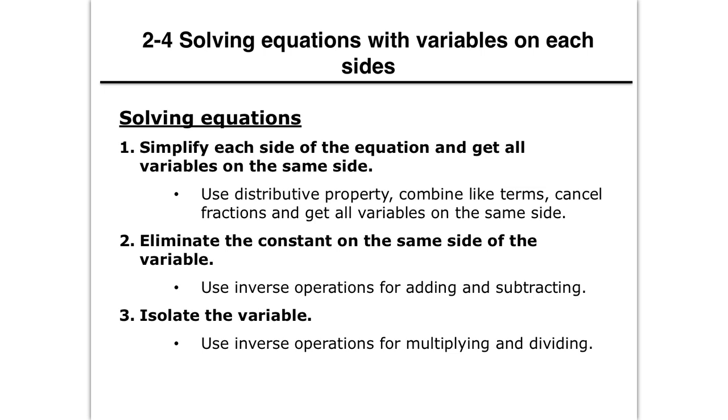So step number two, you want to eliminate the constant on the same side of the variable. So we are going to use the inverse operations for adding and subtracting. And step number three, you must isolate the variable. And to do that, we are going to use the inverse operation for multiplying and dividing. Remember that the goal is to get the variable by itself. So that's what we want. We want the x or the y or p or m, whatever variable you guys have, by itself.